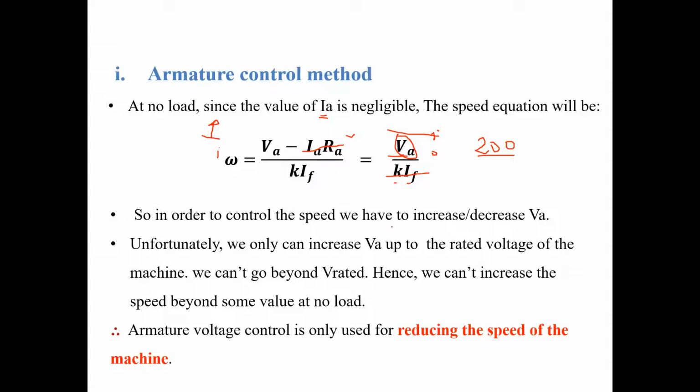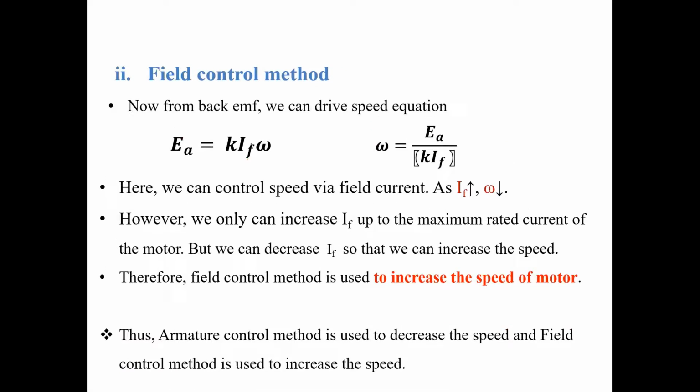And let us see the second type of control method, which is a field control method. Again, from the back EMF equation, back EMF equals K I_F omega. So from this, you can determine omega. Omega equals E_A divided by K times I_F. Here, the parameter that we plan to vary is the field current. So we can vary the field current.